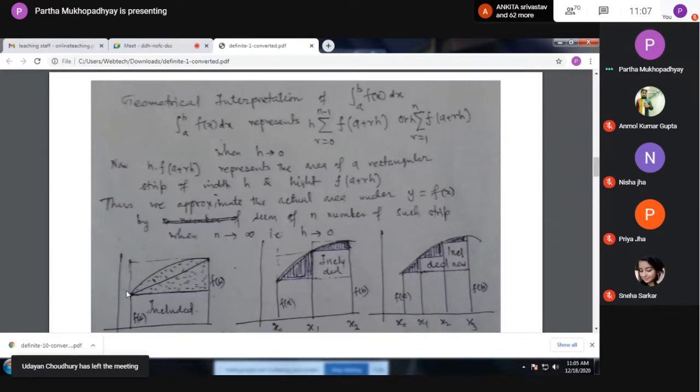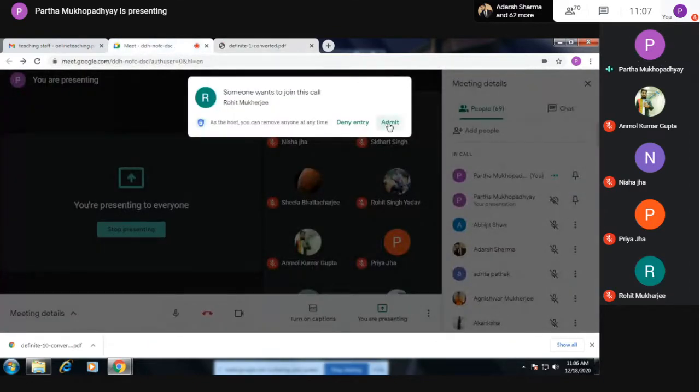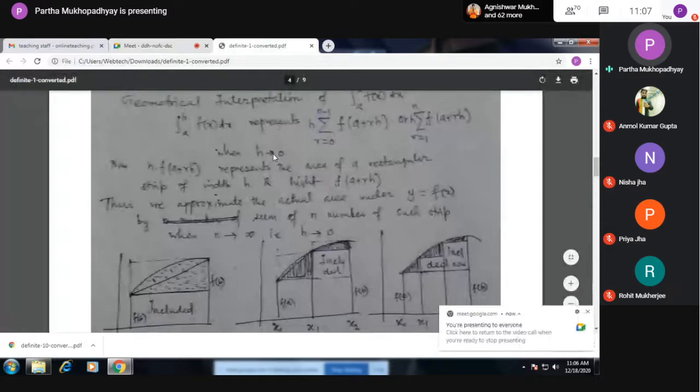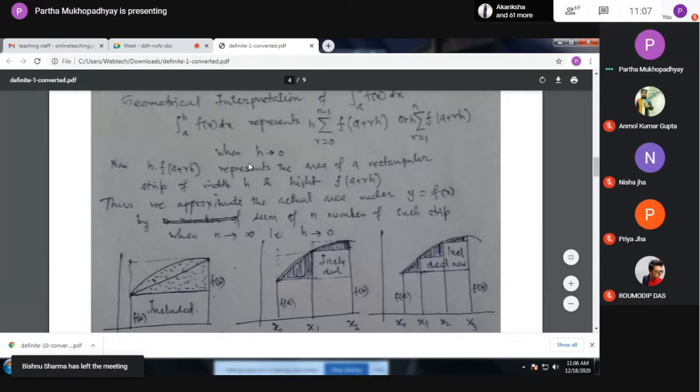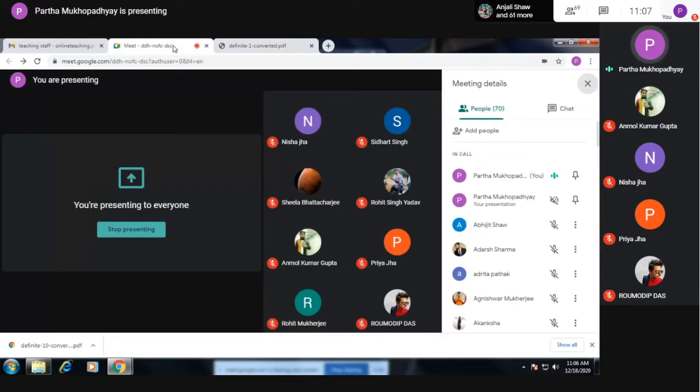This area of a rectangle is known to us, and that is the formula: length into breadth. Now, this will be used cleverly to find the area of any other region of arbitrary shape and size. This is the marvel in calculus, that we can utilize this small concept to find the area under any curve. So this is the basic thing. Suppose this is a y equals f(x) curve.